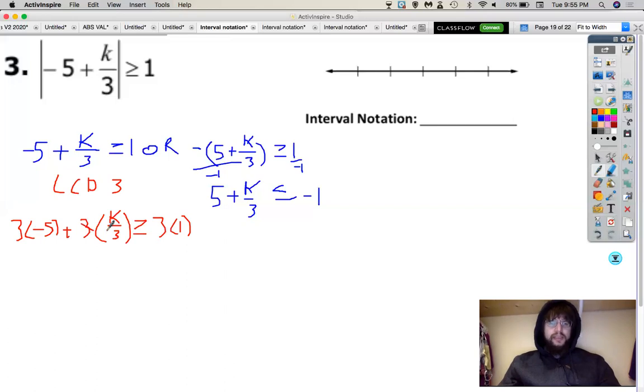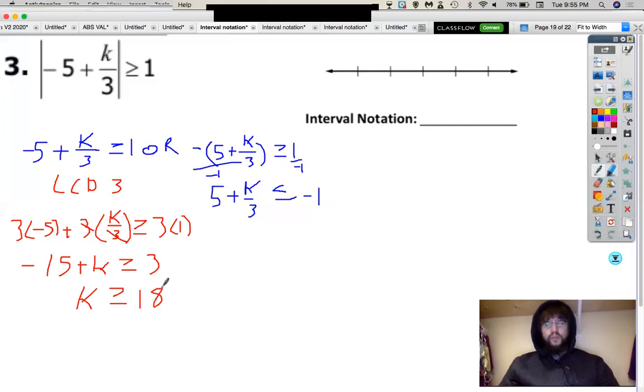That's going to cancel with that. That's -15 plus k greater than or equal to 3. Add 15 to both sides. K is greater than or equal to 18.